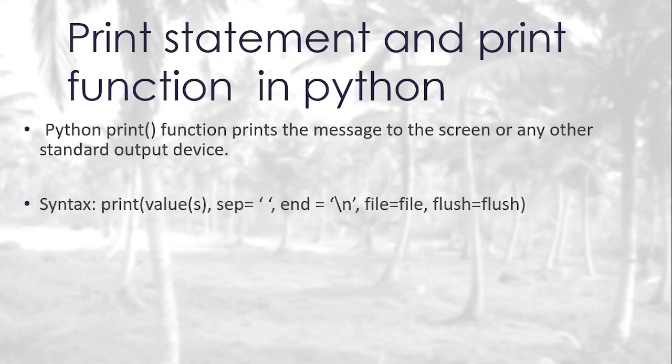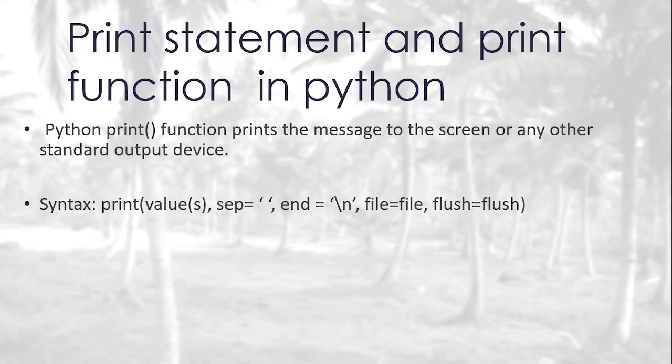Here, values represent any value, and as many as you like will be converted to string before being printed. Sep means separator, which specifies how to separate the objects if there is more than one. End specifies what to print at the end.